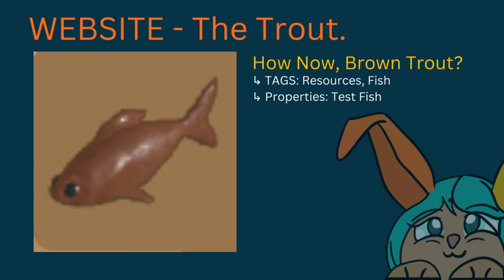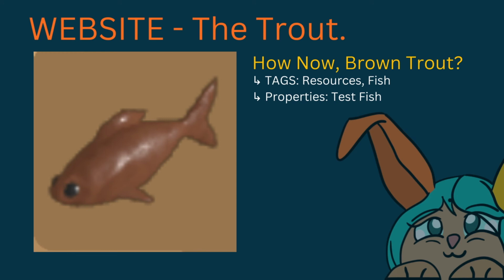Next up, we'll be looking at applying tags and properties. At this time, experts can request tags and properties be created in the dev request channel of the server if the ones you need are not available yet. For this item, the magnificent brown trout, we will need to apply the tags resources and fish. That way, when people search for resources or for fish, they will see brown trout as an item.